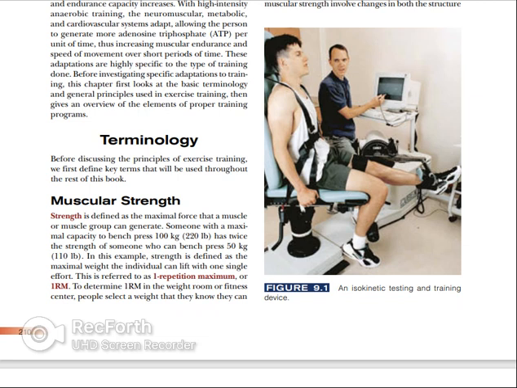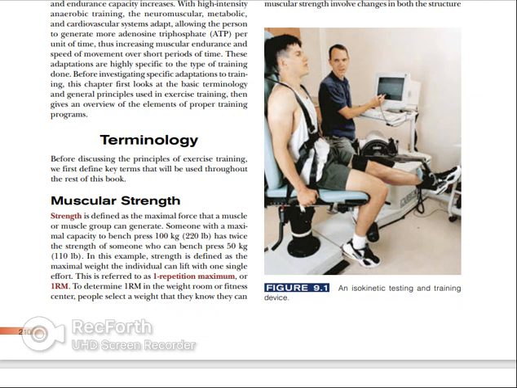Muscular strength. Strength is defined as the maximal force that a muscle or muscle group can generate. Someone with maximal capacity to bench press 100 kg has twice the strength of someone who can bench press 50 kg. In this example, strength is defined as the maximum weight the individual can lift with one single effort. This is referred to as one repetition maximum, or 1 RM.